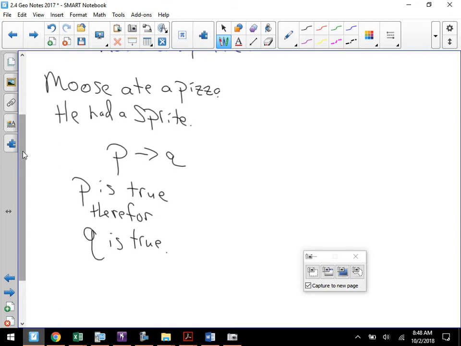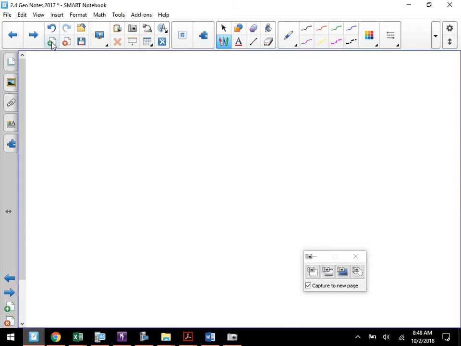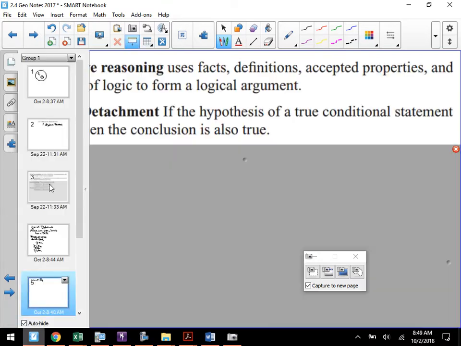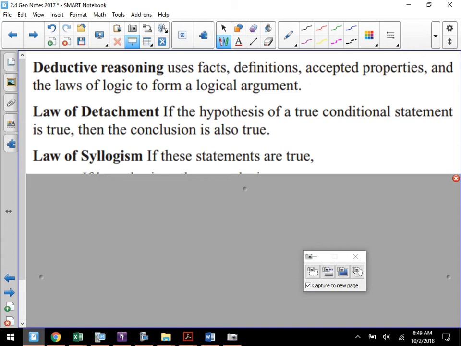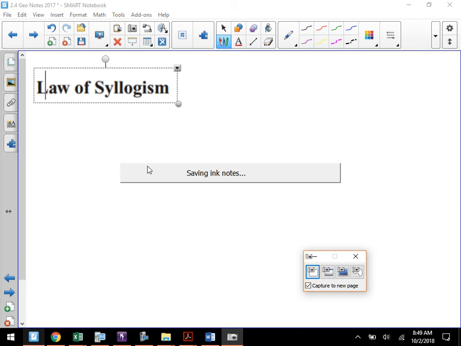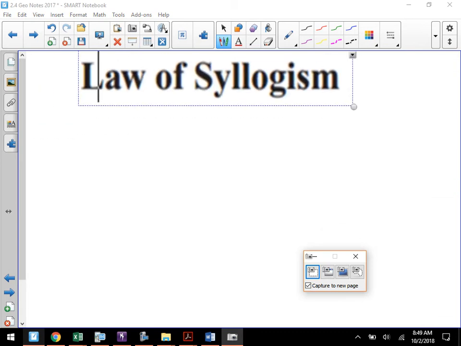The other one is different. The other one is so easy to work with, right? It's so simple. It's called the law of syllogism. I can't spell that. I don't even know how to try it. We'll just do this. Law of syllogism.